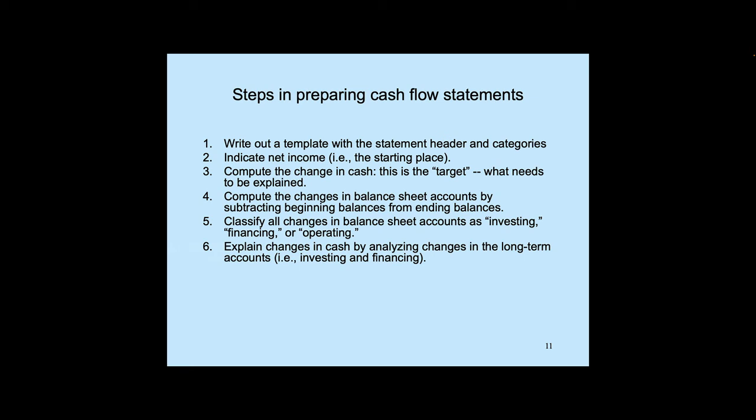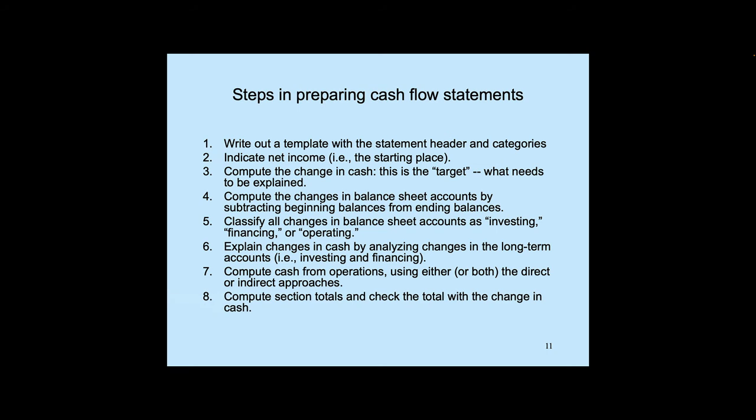Number 6 says explain changes in cash by analyzing the long-term accounts. That is, the long-term assets are typically your investing activities, and the long-term liabilities and stockholders' equity are typically your financing activities. Number 7, we want to compute the cash from operations, and this is the hard part. And so we want to save that hard part till step number 7. And we're going to start with the indirect, because the indirect is the one most commonly used by American companies.